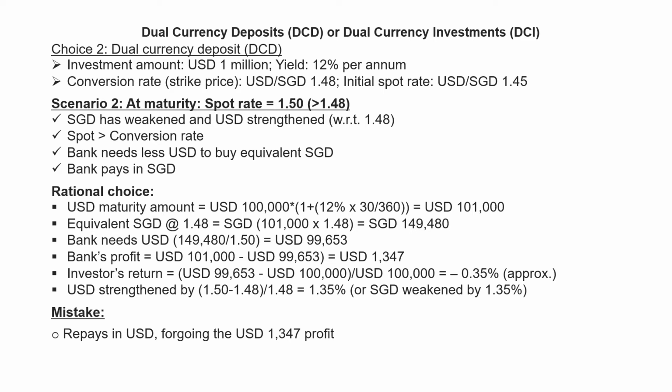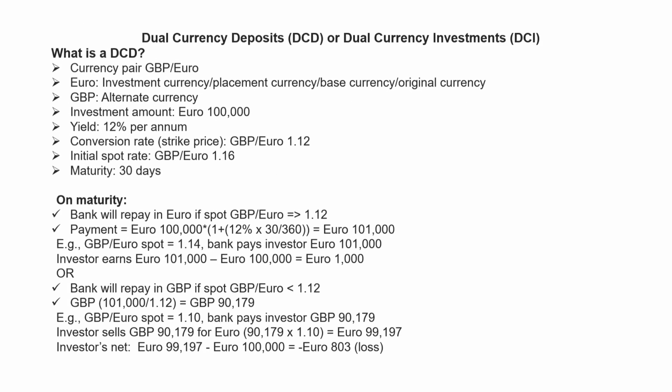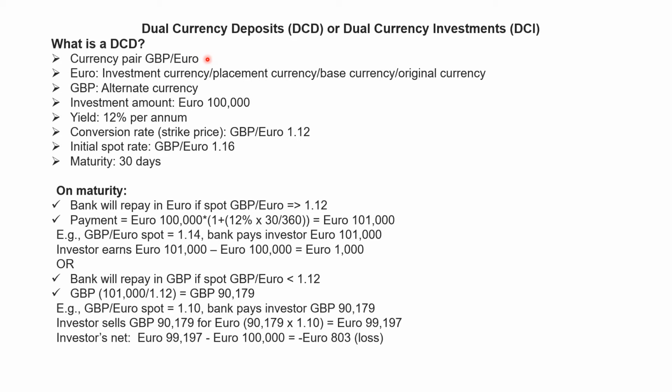Let's quickly discuss another DCD with the currency pair GBP Euro, where Euro is the investment currency. Basically, the investment currency is also referred to as the placement currency or the base currency or the original currency in a dual currency deposit. And GBP is the alternate currency. The investment amount is Euro 100,000. That's why Euro is the investment currency. And the yield is 12% per annum. The conversion rate or the strike price is GBP Euro 1.12. The initial spot rate is GBP Euro 1.16. And the maturity is in 30 days.